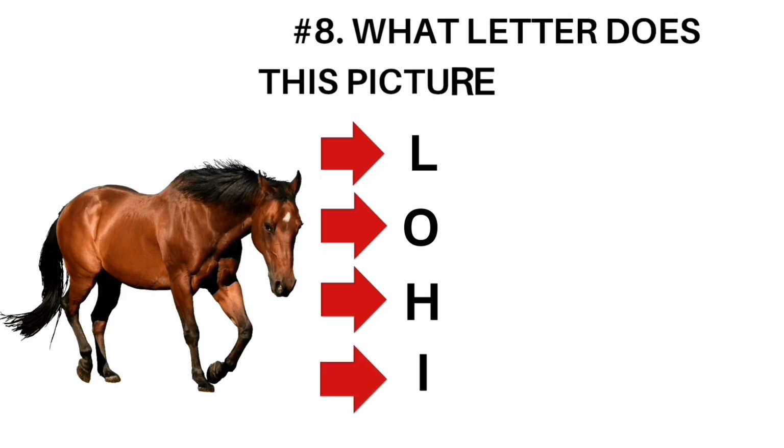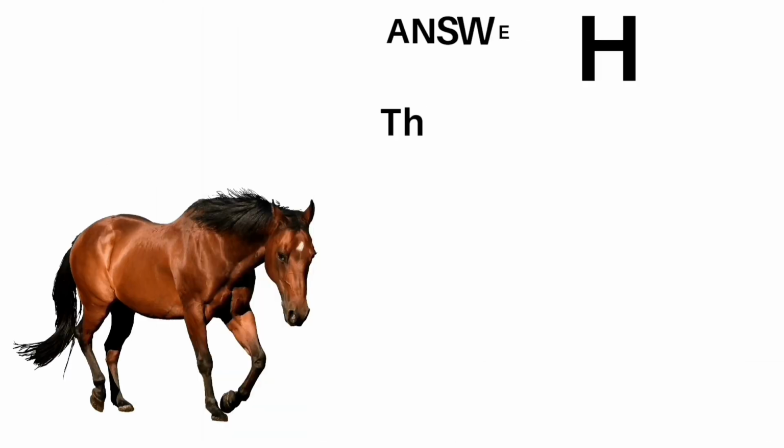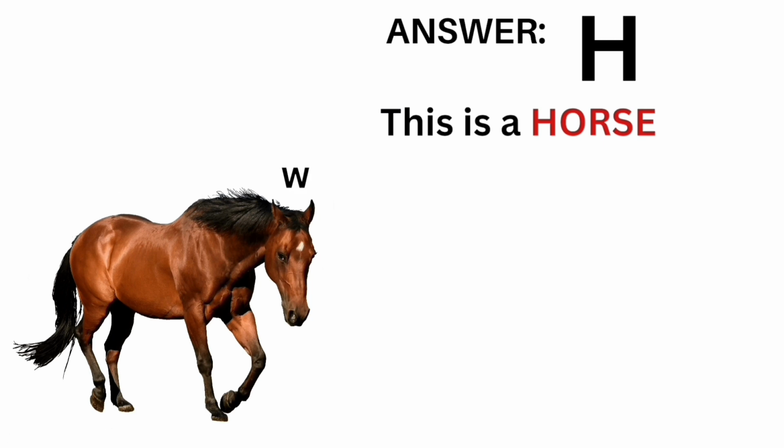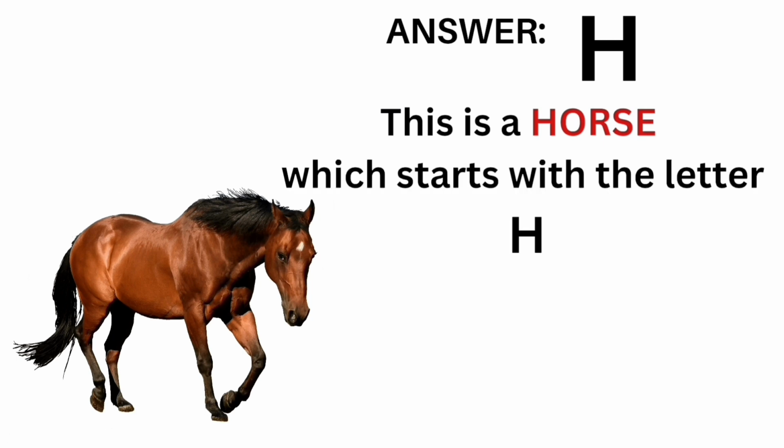What letter does this picture start with? The options are L, O, H, I. The answer is H. This picture is a horse, which starts with the letter H.